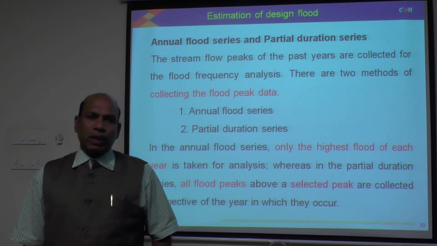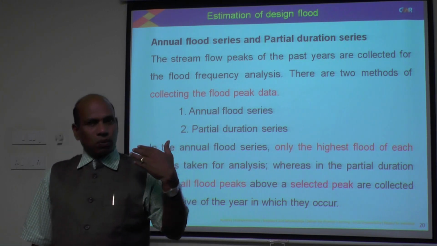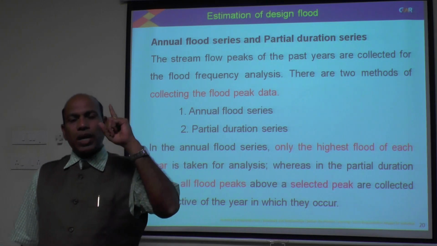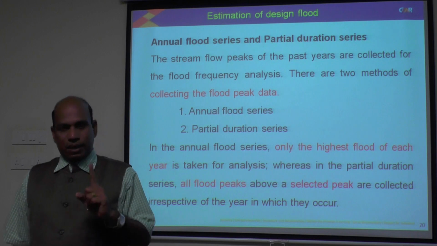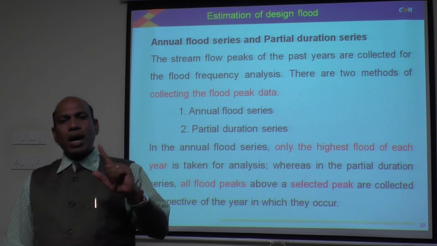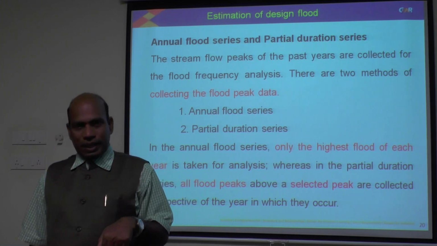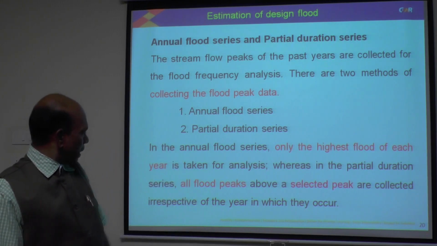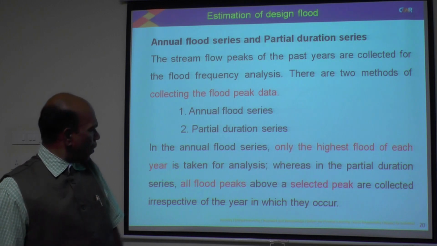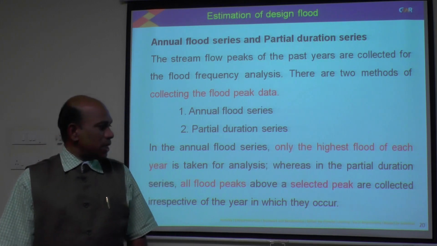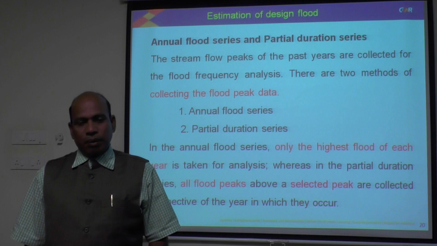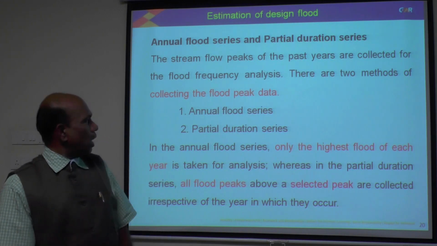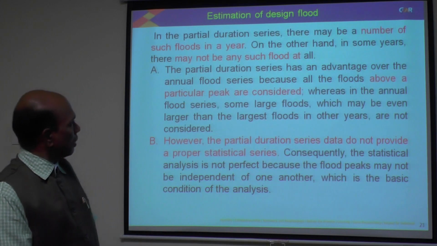That means, for example, if we are going to take 20 years of flood peaks, for those 20 years we take only one peak per year, not 2 or 3 peaks in one particular year. Whereas in the partial duration series, we take all flood peaks above a selected peak. Here this has more advantage as compared with the annual flood series.